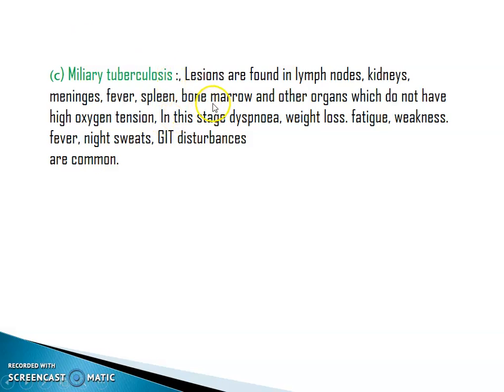Then miliary tuberculosis. Lesions are found in the lymph nodes, kidney, meninges, spleen, bone marrow and other organs which do not have high oxygen tension. In this stage, dyspnea, weight loss, fatigue, weakness, fever, night sweat, GIT disturbance are the common symptoms.